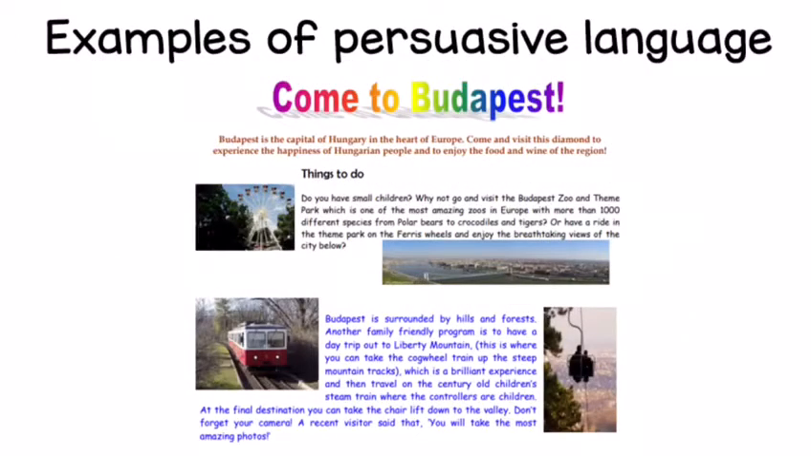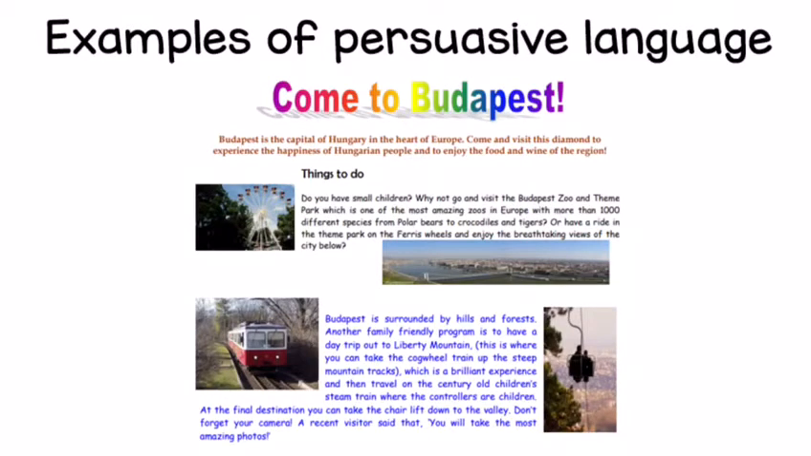Here's an example of when persuasive language has been used in an advert. This is the one you'll be looking at on Monday to look for the features. So it's all about visiting Budapest. It says, Budapest is the capital of Hungary in the heart of Europe. Come and visit this diamond to experience the happiness of Hungarian people and to enjoy the food and wine of the region. Things to do.